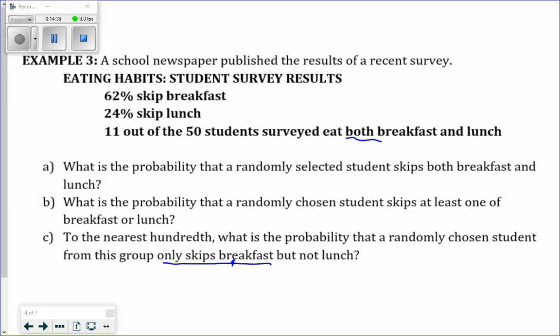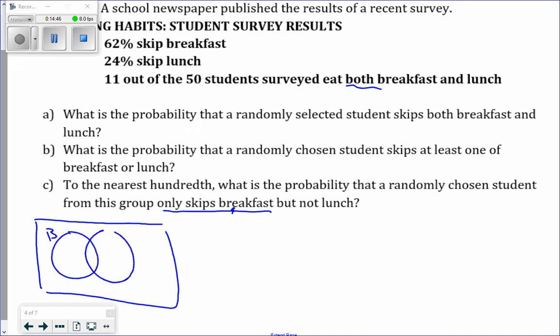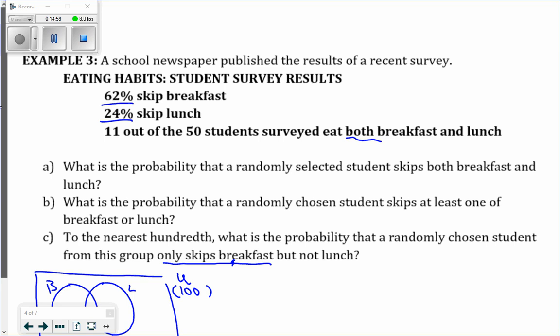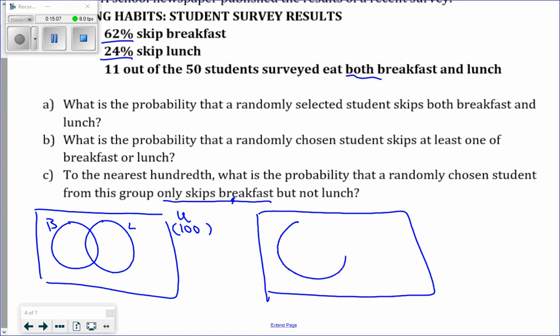Okay, so Venn diagram. We've got skipping breakfast, skipping lunch. And because it's given to you in percents, what do we know the universal is? The universal is an automatic 100, right? Oh, 50 students. Oh, I see. So that's what they did. So option number 1, option number 2, because I'm all about options. We'll do it both ways, and I'll show you that it doesn't matter.